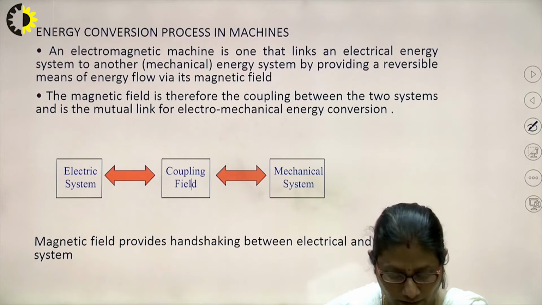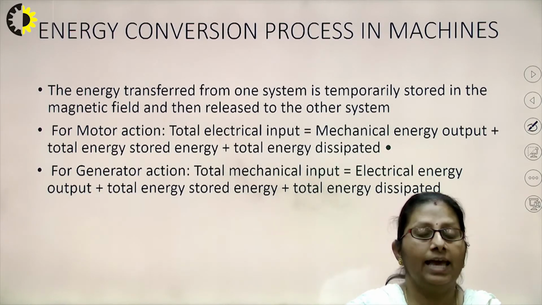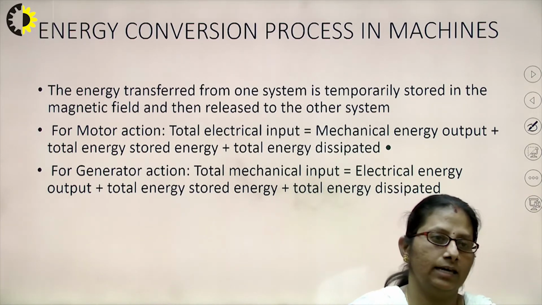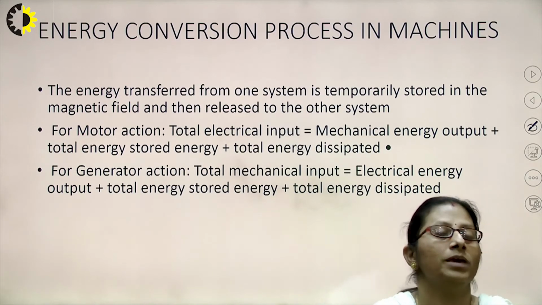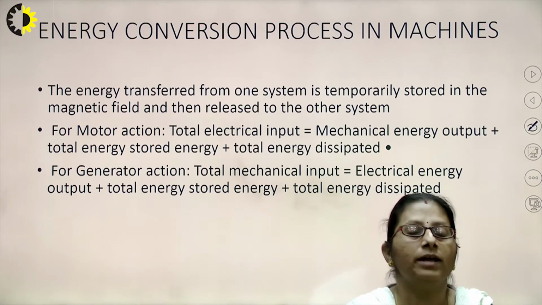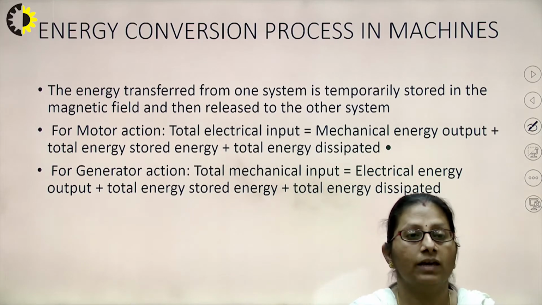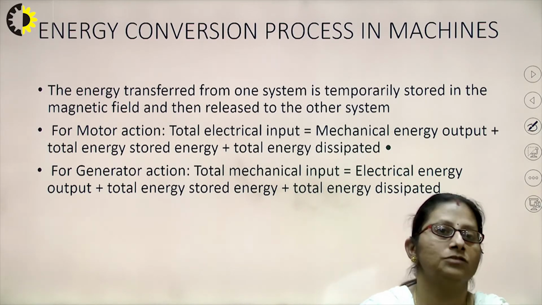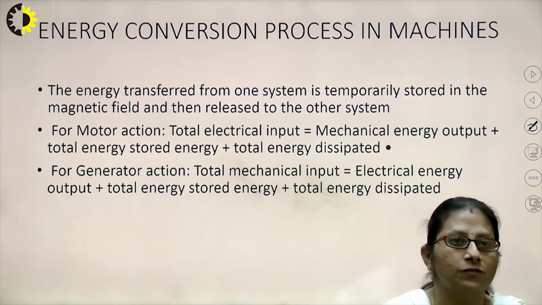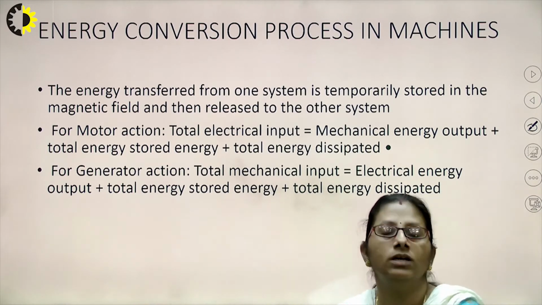Now, which kind of machine? When the input given to the machine is electrical and it is converted into mechanical, which machine is this? Electrical input and mechanical output, that is a motor. Whereas if the input is mechanical and the output is electrical, we see that with the electrical generator, right? So the energy transferred from one system is temporarily stored in the magnetic field and then released to the other system.